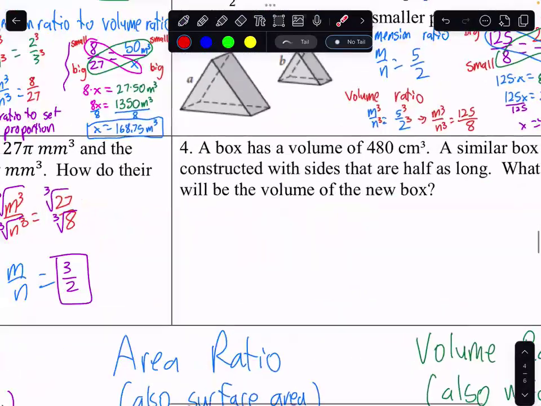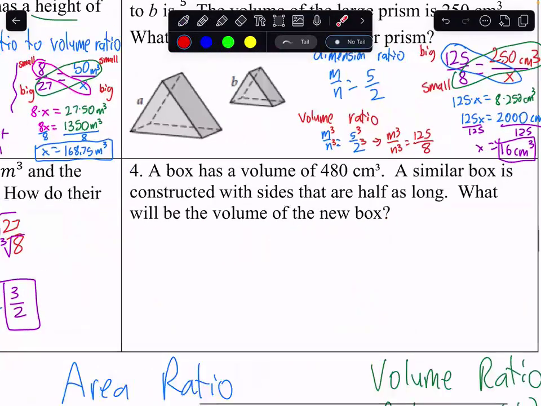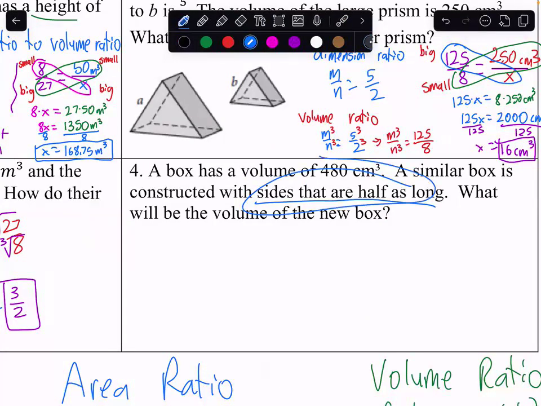Okay, and last one, a box has volume 480 centimeters cubed. A similar box is constructed with sides that are half as long. Okay, so from that sentence, sides are dimensions. They are single lines. Okay, so this sentence is telling you that the dimension ratio, you can either say 1 to 2 or 2 to 1. I'll just say 1 to 2.